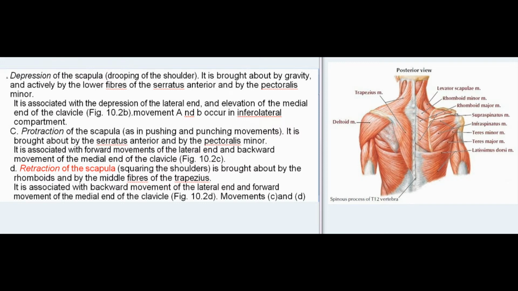Depression of the scapula, drooping of the shoulder. It is brought about by gravity, and actively by the lower fibers of the serratus anterior and by the pectoralis minor. It is associated with the depression of the lateral end, and elevation of the medial end of the clavicle, Fig 10.2b. Movements A and B occur in the inferolateral compartment.